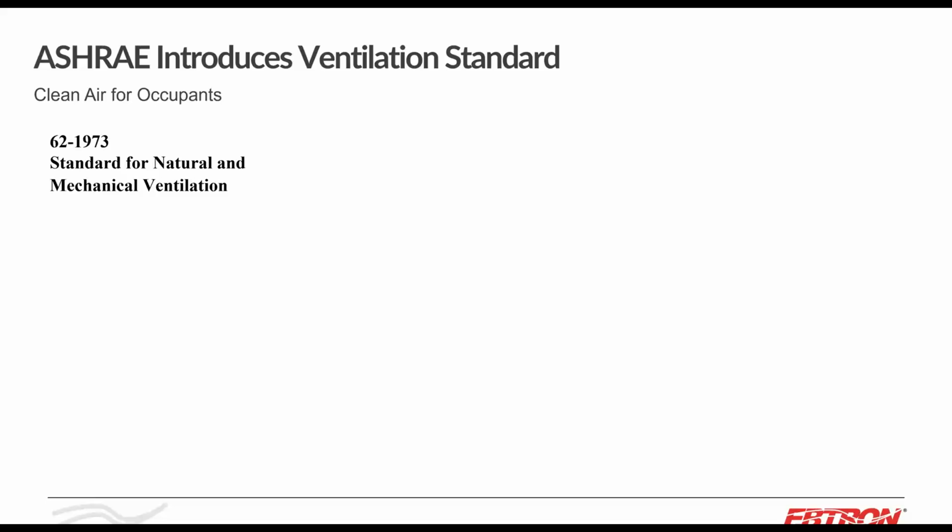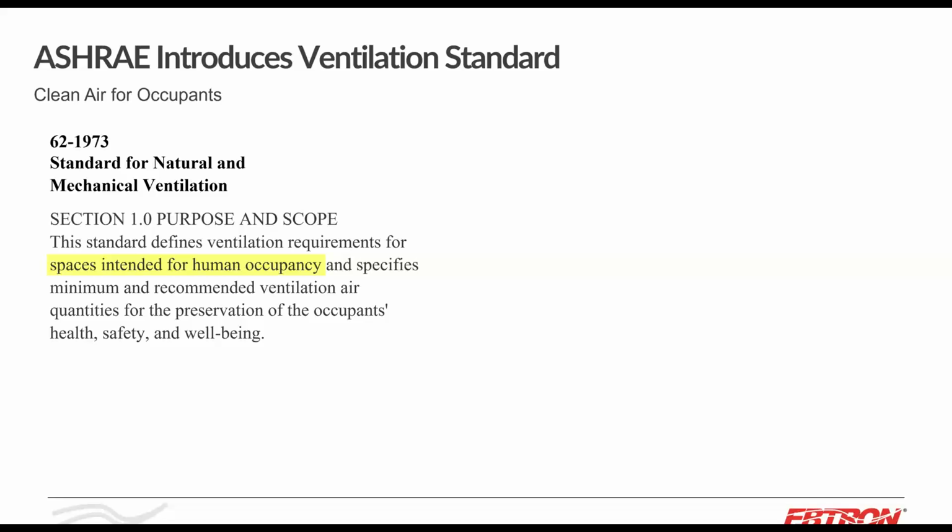So the first ASHRAE ventilation standard was put forth in 1973, and it covered ventilation for both commercial and residential. The important thing to note here is it's for spaces that are occupied by humans. When we're talking about buildings, we want to provide comfort and well-being to the people inside the buildings. Energy should be a secondary thought. We should be maintaining the health and well-being of the people in the space first.